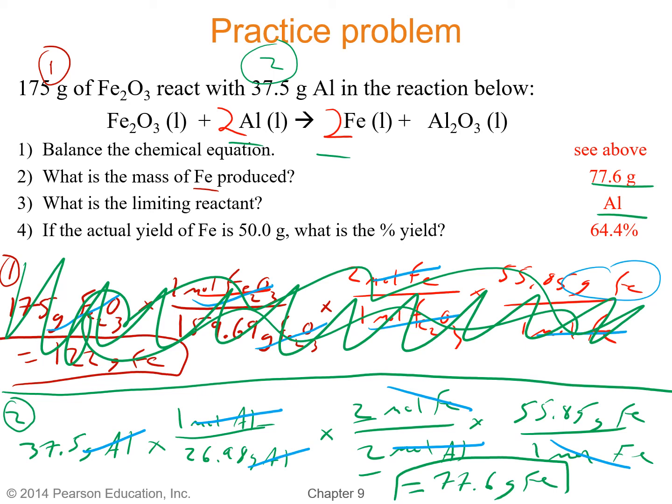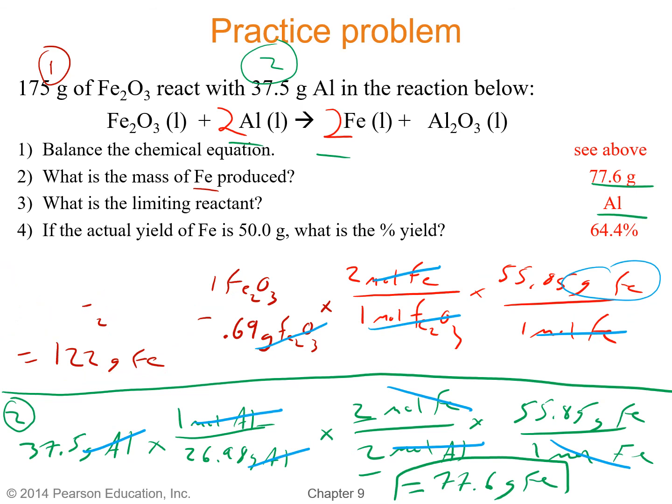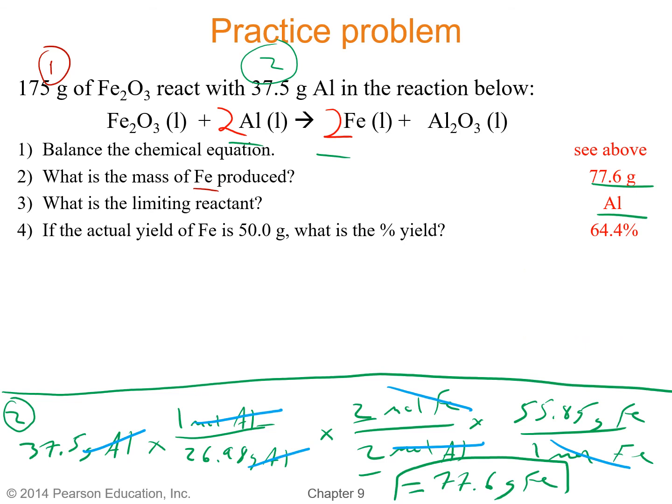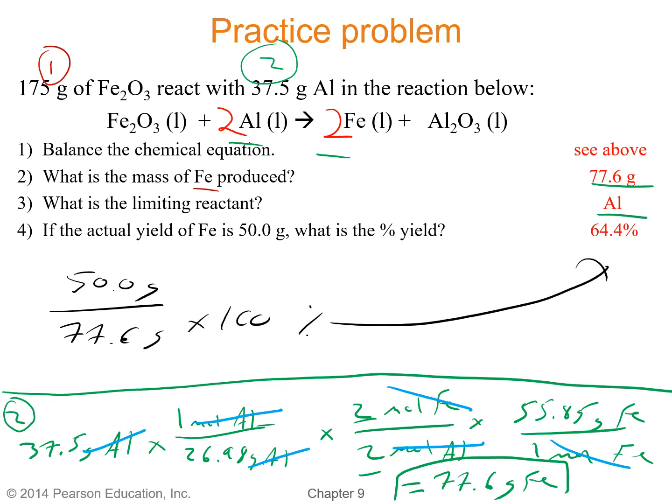What is the percent yield? Recall that, I erase this stuff because we don't need it anymore. Recall that percent yield is actual yield divided by theoretical yield. So what we do is we take our actual yield, and remember the actual yield always has to be given to you, and we divide it by the theoretical yield, which we got from our calculations. So 50.0 grams divided by 77.6 grams times 100% in 3 sig figs, that gives us 64.4%.